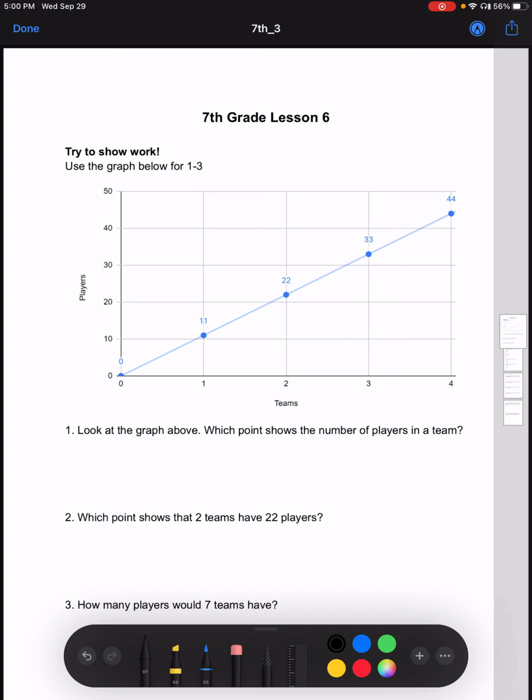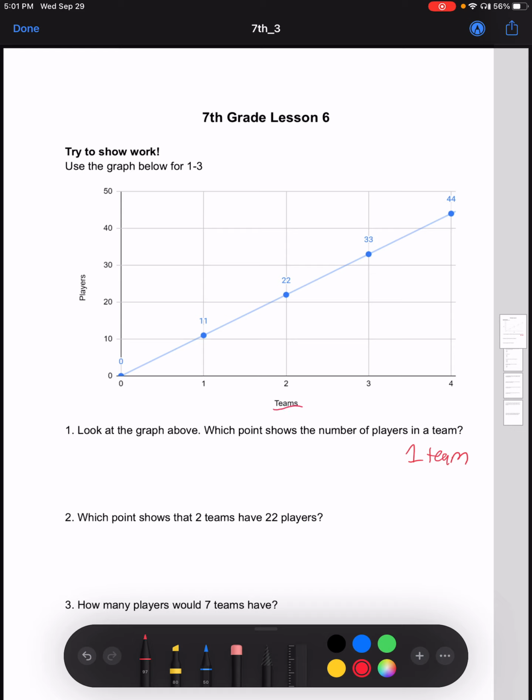Let's get started. Looking at question 1, look at the graph above. Which point shows the number of players in a team? In other words, they're asking us which point on the graph shows the number of players on one team.